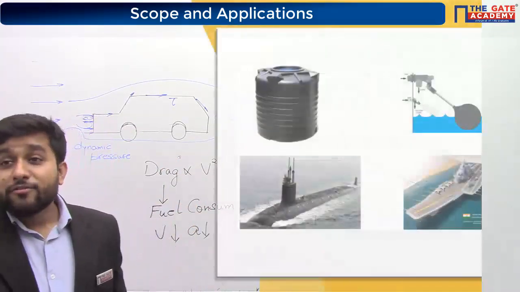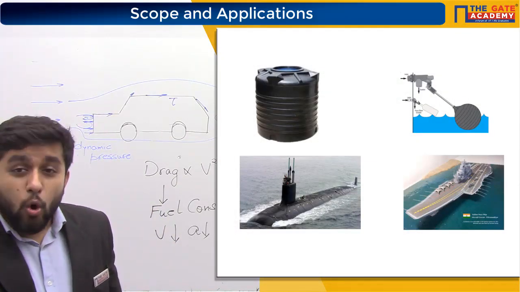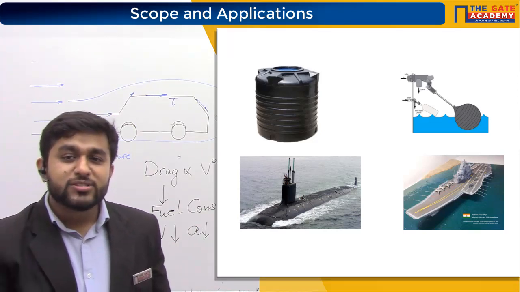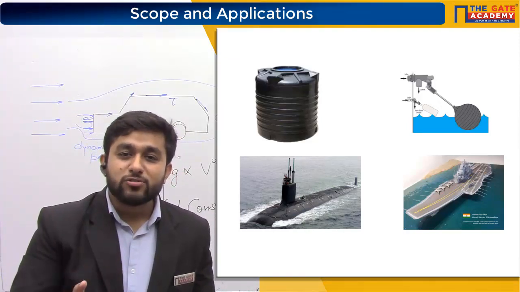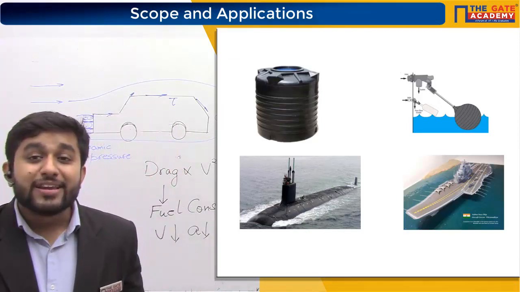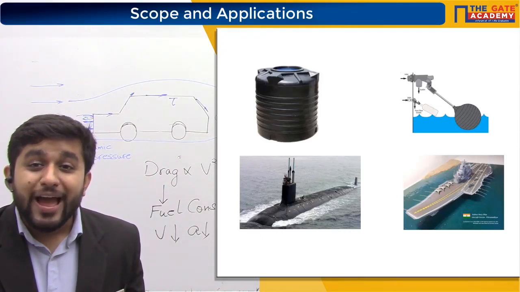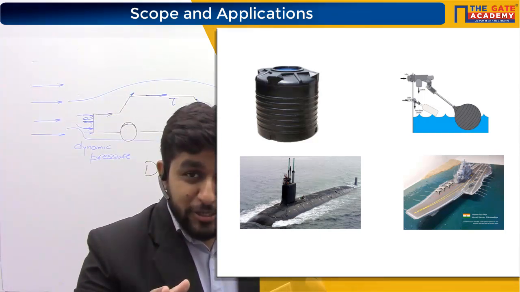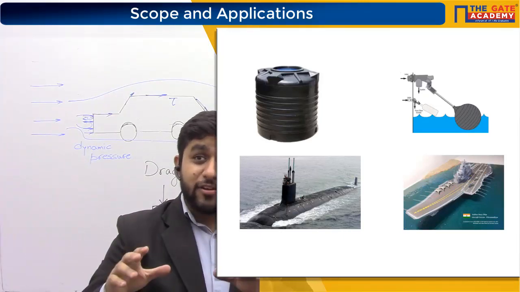So check, from making a water tank in your home, to a submarine or an aircraft carrier. How much does a water tank cost? Syntex tank. It costs only about 5,000 rupees. But how much does an aircraft carrier cost? It costs you around 2 lakh crores. So from making something that costs only 5,000 rupees to something which costs 2 lakh crore, everywhere fluid mechanics is involved.